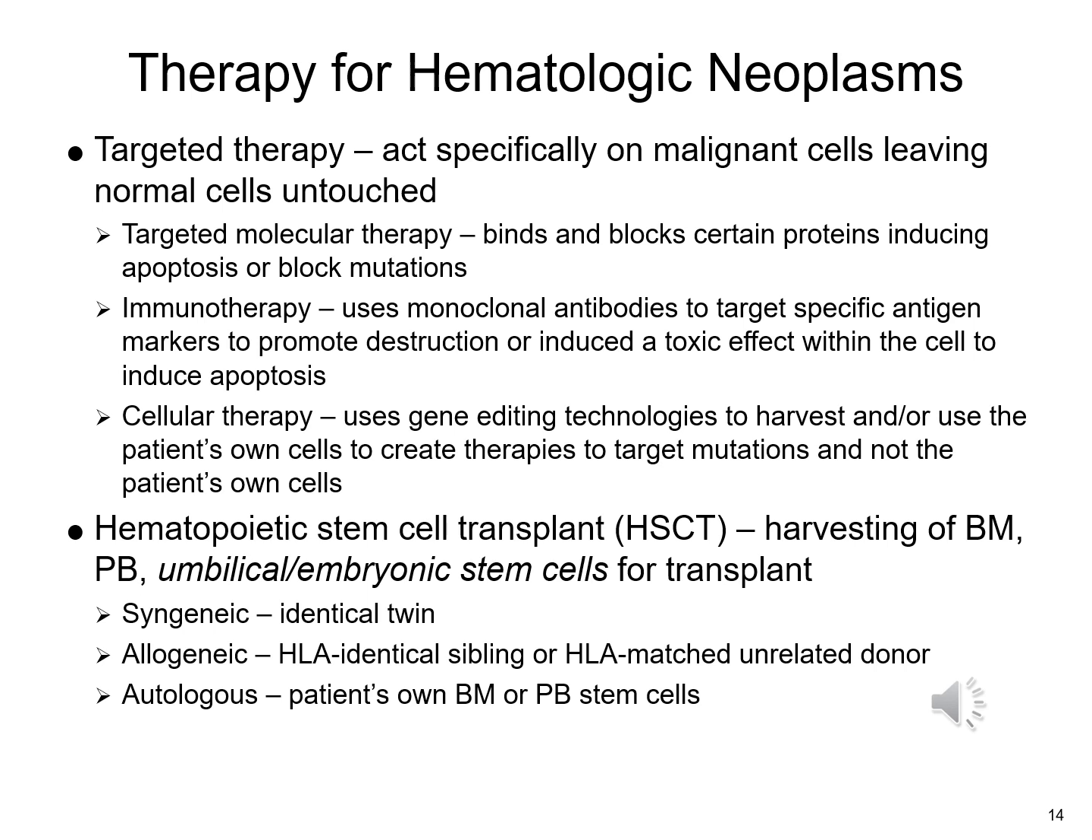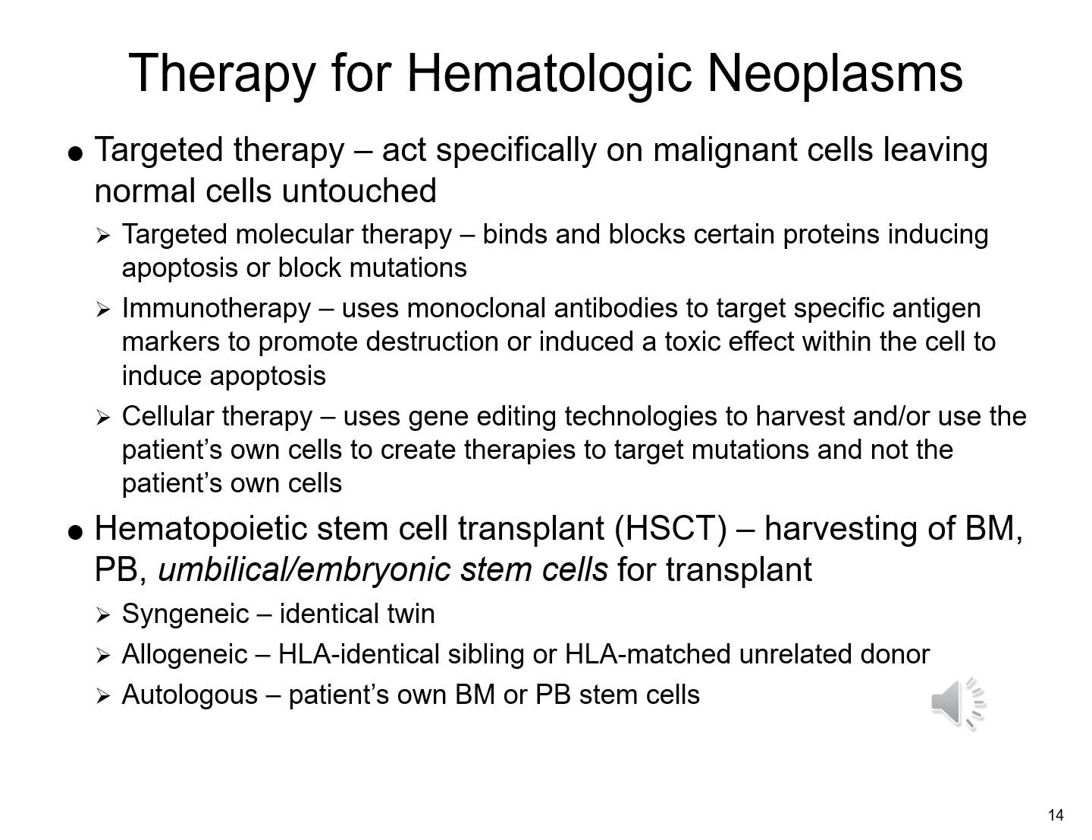There are targeted molecular therapies which actually bind and block certain proteins, inducing apoptosis or blocking that mutation. Immunotherapy uses monoclonal antibodies to target specific antigen markers, which is going to promote the destruction of the cell, or induce some sort of toxic effect within that cell that's going to induce apoptosis. And then there are cellular therapies that use gene editing technology where the cells will be harvested, or use the patient's own cells, to create therapies that will target the mutation but not the patient's cells. So they use the patient's cell genomic makeup to alert these particular therapies to know that, hey, this cell's normal, so don't go after this cell.